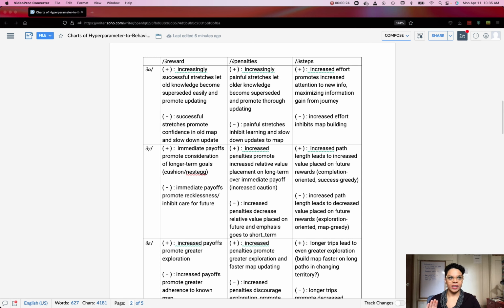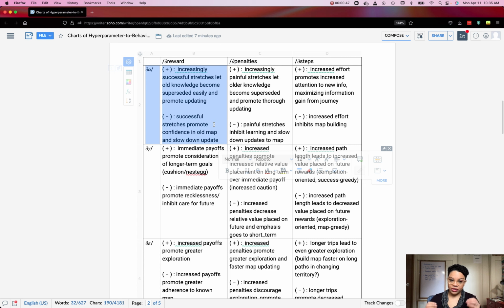So when d alpha by d reward is positive, when the learning rate increases as rewards increase, we could interpret that without anthropomorphizing too much, simply looking at what the numbers mean. It's saying that increasingly successful stretches let older knowledge become superseded easily and promotes map updating. On the other hand, a negative differential relationship between alpha and an increase in reward would mean that successful stretches promote confidence in the old map and actually slow down how quickly the map updates. In different circumstances, either of these may be the more adaptive strategy.